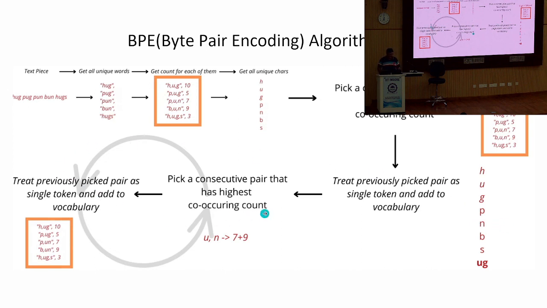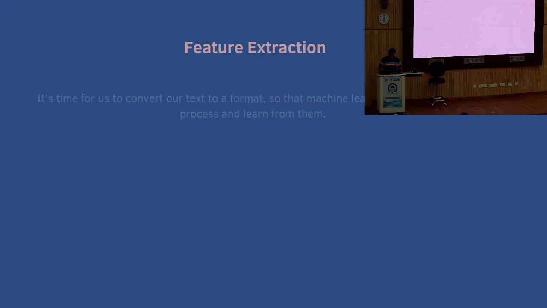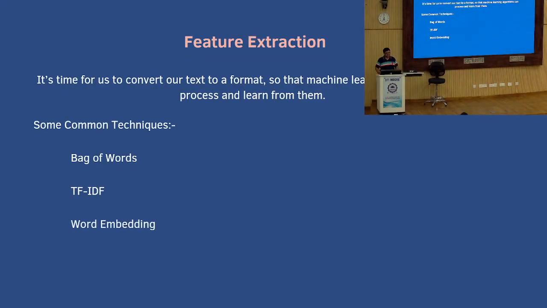Then again we have to do the same thing in a loop. We have to pick the consecutive pair that has the highest co-occurring count, and then add it into our vocabulary. We will continue until we reach a desired predefined size of vocabulary. When we reach a particular size, we can stop. So in that way we can make the subword tokens. So these are some steps of text pre-processing.